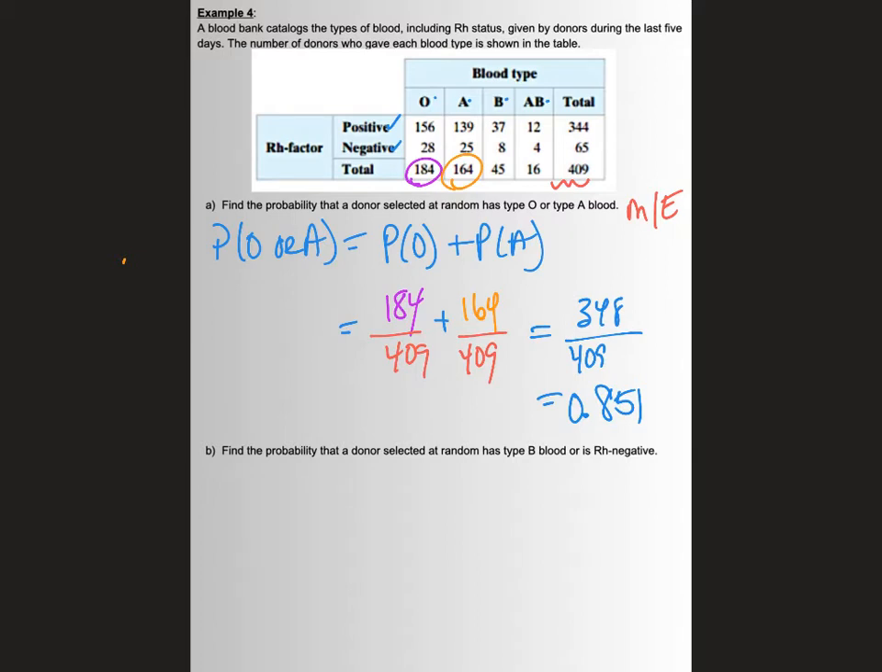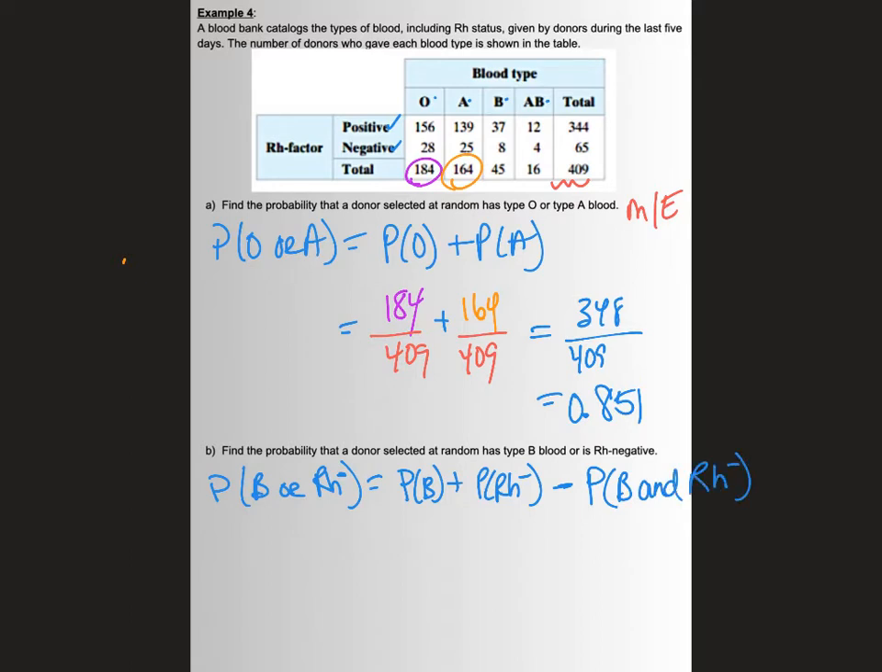Okay? All right, the next one: probability that a donor selected at random has type B blood or is Rh negative. Here's the deal. You've got a blood type and you've got an Rh factor, so those are not mutually exclusive. You have overlap on there. So when we do this, the probability of B or Rh negative is going to be the probability of B plus the probability of Rh negative minus the people who are both B and Rh negative.